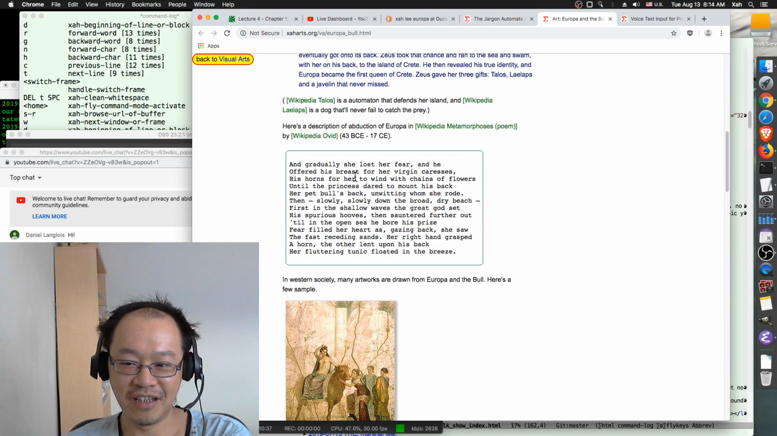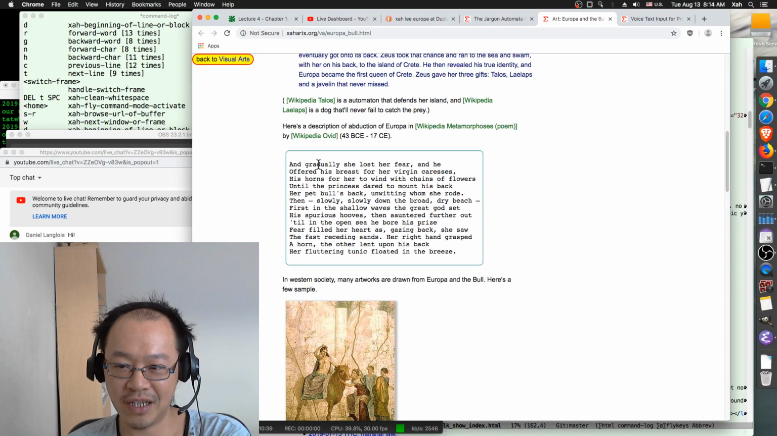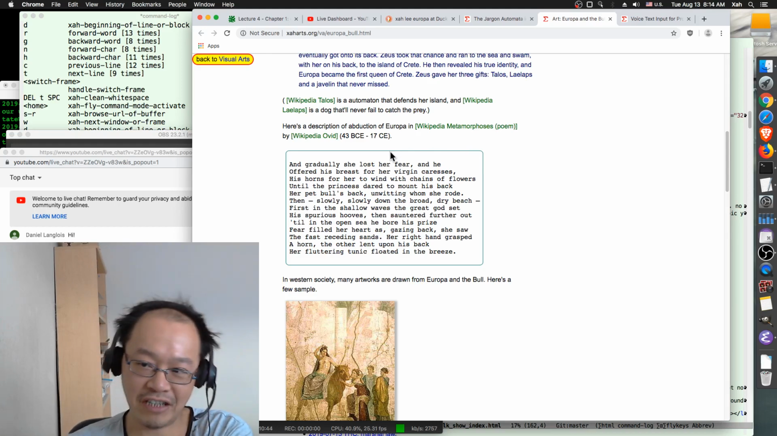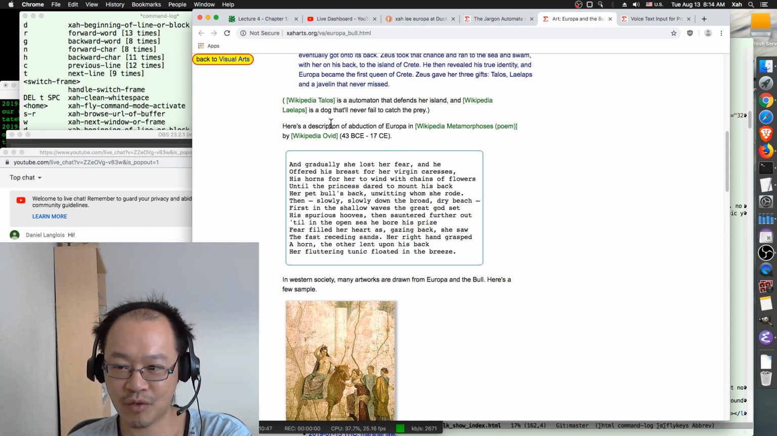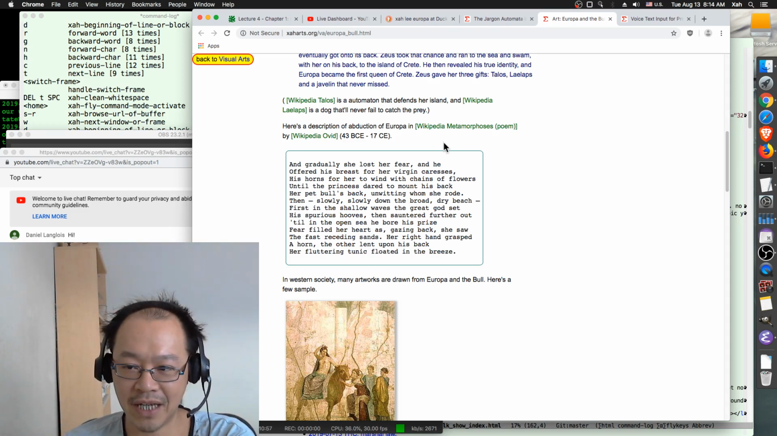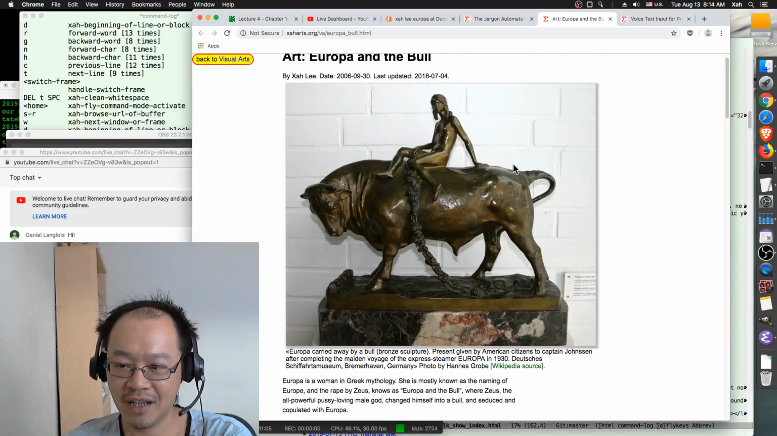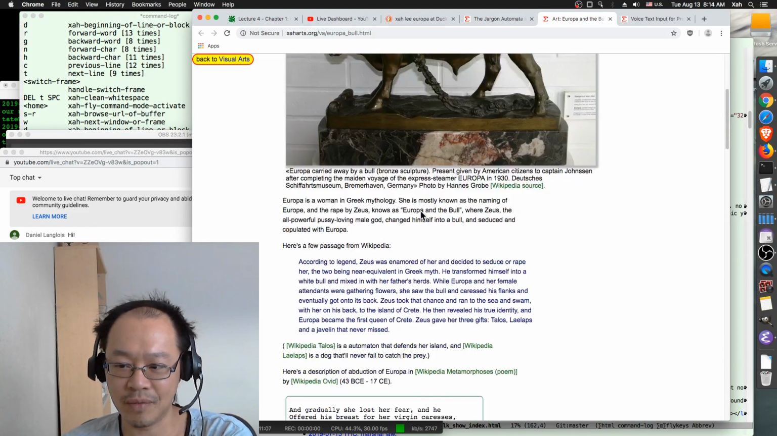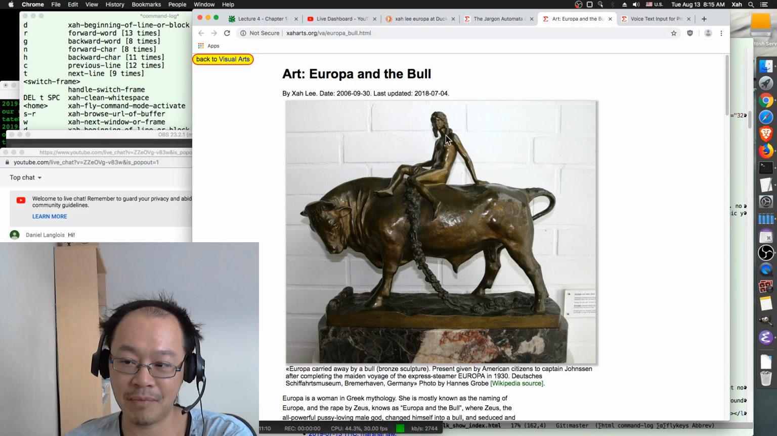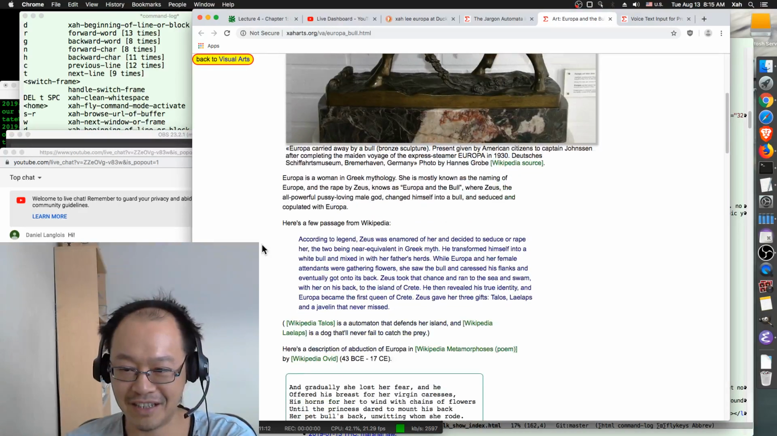So there's this poetry from Ovid. Now I don't know what that is, but I mean it's ancient poetry. Here's a description of the abduction of Europa in Metamorphoses, which is a poem by Ovid. And this is back in 43 BC. So there's a poem describing the scene, how Zeus seduced Europa. And Europa became Europe. That's the name.